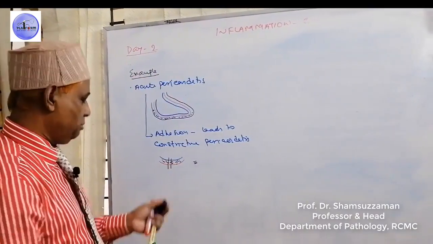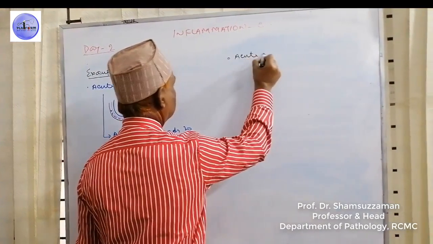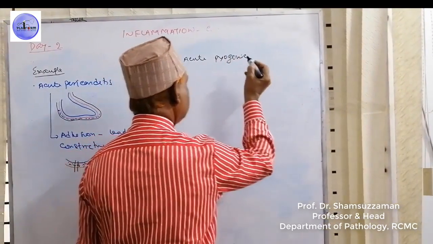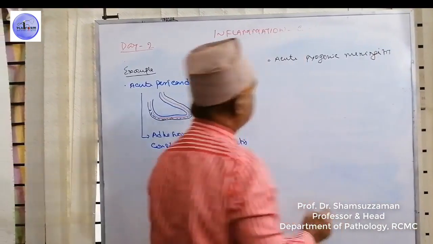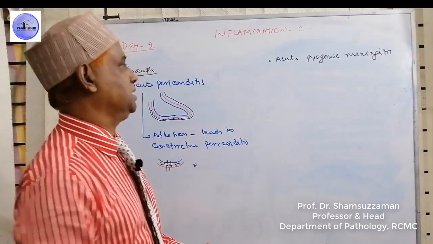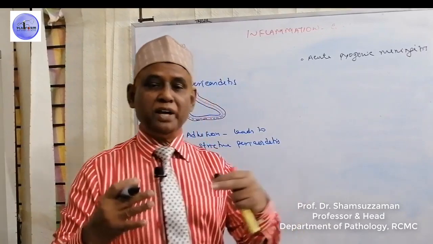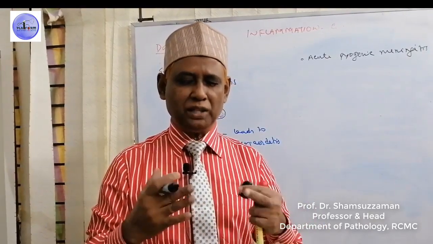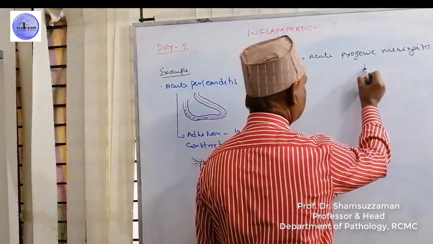Another example of adhesion between two vital structures, acute pyogenic meningitis, or simply pyogenic meningitis. You know, if there is meningitis, there is formation of exudates. If the exudates clot, there will be disturbance of flow of CSF. The pathway of flow of CSF will be obstructed. So in pyogenic meningitis, what will happen?